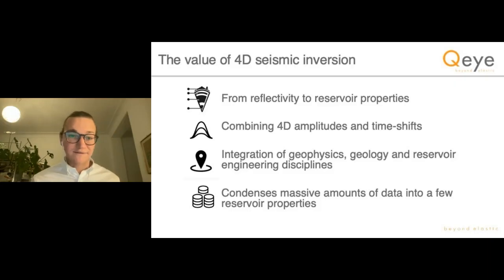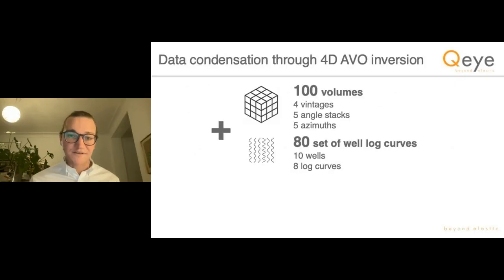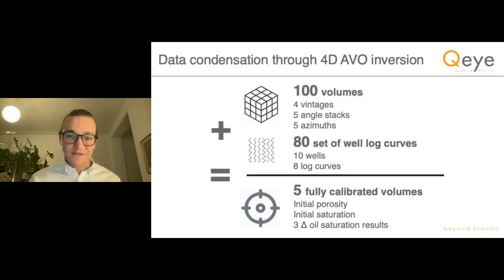And the process allows us to condense massive amounts of seismic data into just a few reservoir properties. So as an example, for a given project, we can have 100 different volumes where we have 4 different vintages, 5 angle stacks with 5 different azimuths, and 80 well logs, or 10 wells with 8 well logs each. And then all of that results in 5 fully calibrated volumes where we have the initial porosity, initial saturation, initial volume of shale, and then 3 changes in oil saturation. So all of this data getting condensed into a smaller amount of final products that are more directly usable.